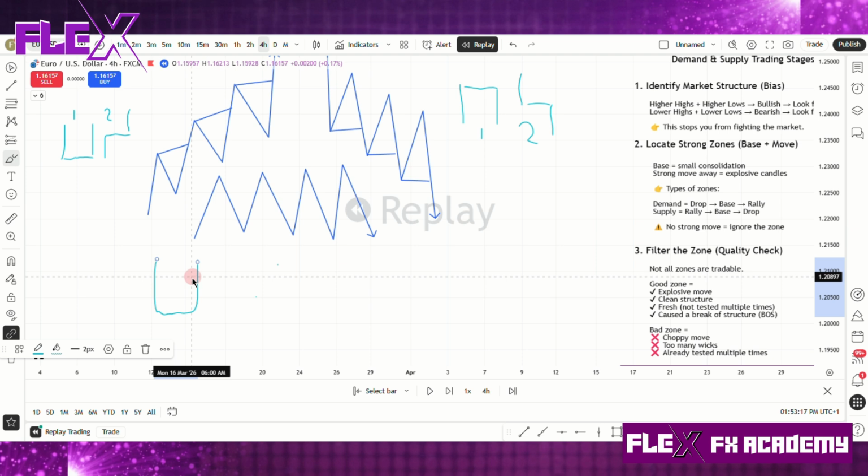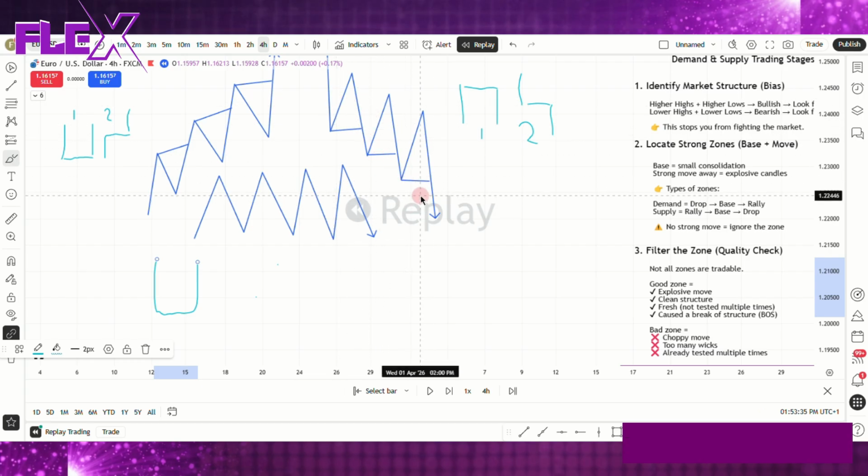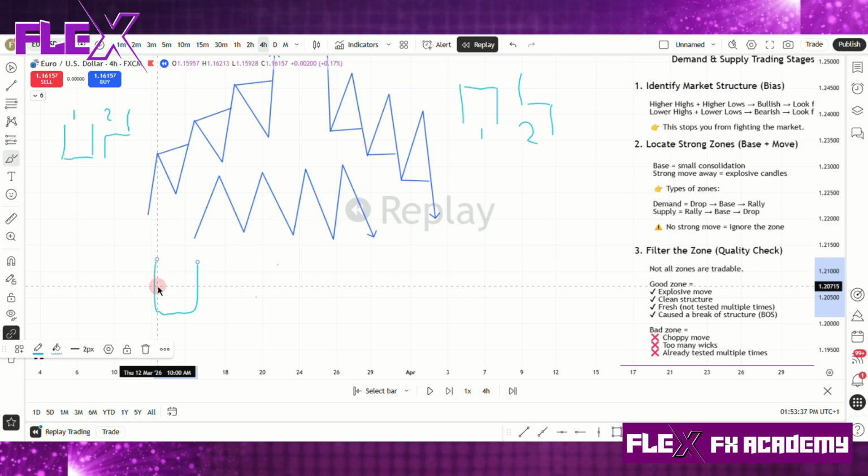And then it must have a clean structure. This is not a clean structure. If it's moving sideways, it is not a clean structure. This is a clean structure: breaking the previous high. You know that this is a clean structure. Same thing here, breaking previous lows. We're having a clean structure. So it must have what? A clean structure. Under quality check, which is number 3, it must be a fresh zone.